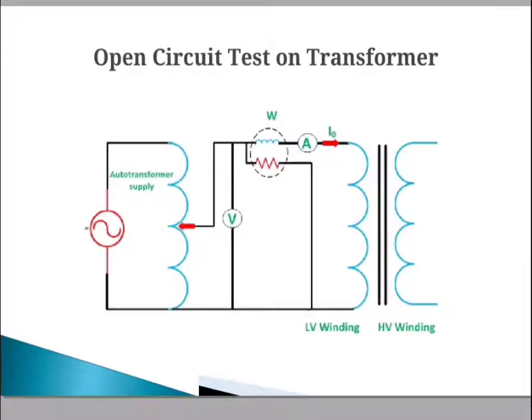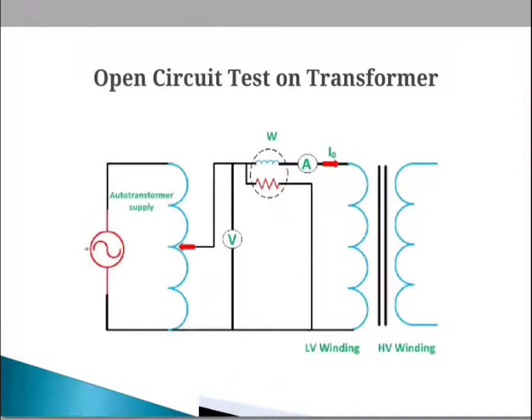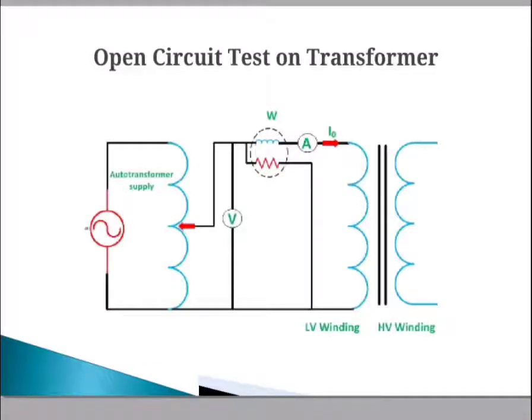This is the circuit diagram of the open circuit test on the transformer. Here see on the primary winding, the wattmeter, ammeter and the voltmeter are connected to the primary winding, and normal rated voltage is applied to the primary winding with the help of an auto transformer, and on the secondary side there will be an open circuit, that is the HV winding. On the secondary side we have to connect the voltmeter in order to measure the voltage induced on the secondary side.